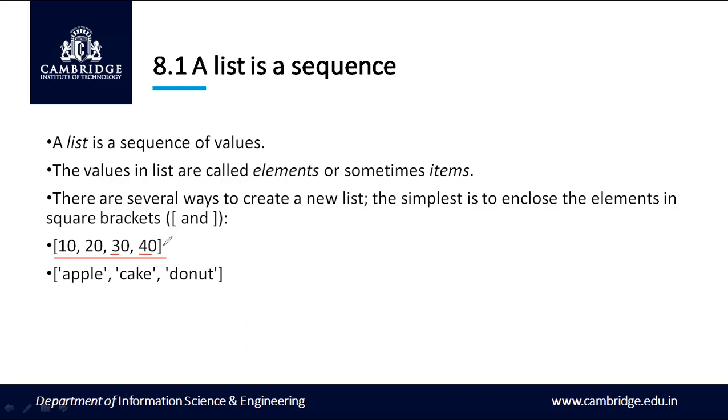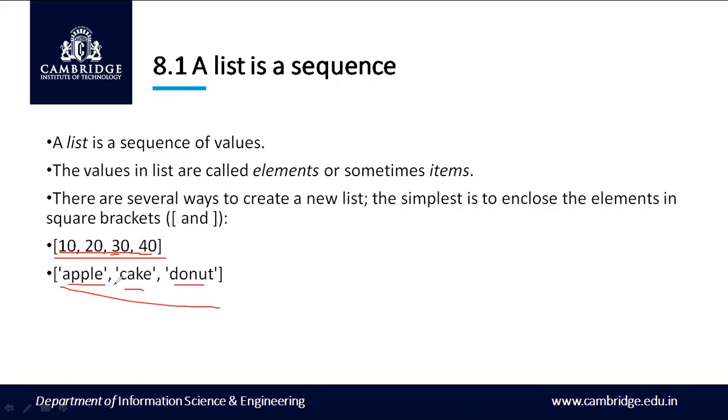A list is represented by square brackets. The list of elements or items are enclosed in square brackets. This is called an integer list. Here is also an example of a string list, with 3 items: apple, cake, and donut, each represented with single quotes. That is a string representation of a list.